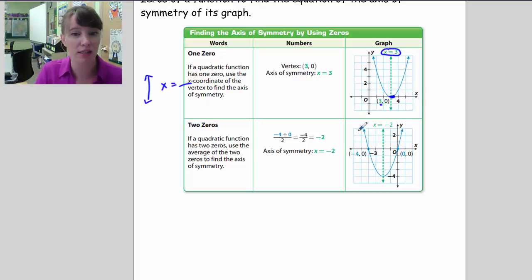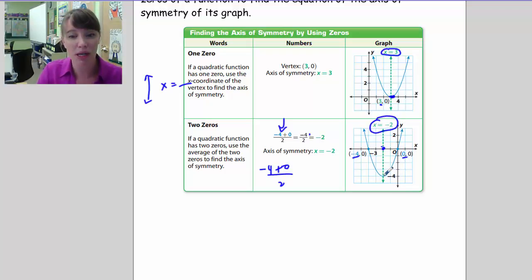Another way of saying that is what I just said. If you've been given the two zeros, then what you do is you take an average of the x values of the two zeros. So you take -4 plus 0 divided by 2, as you see in the calculation up here. So -4 divided by 2 is -2. Essentially what you're finding is the x coordinate of one of the points on this line, but since it's a vertical line, it's going to be the x-coordinate of every one of those points. So that's going to be the equation of the line.